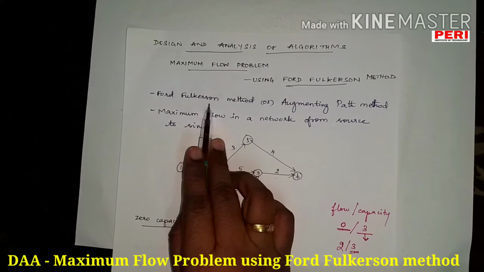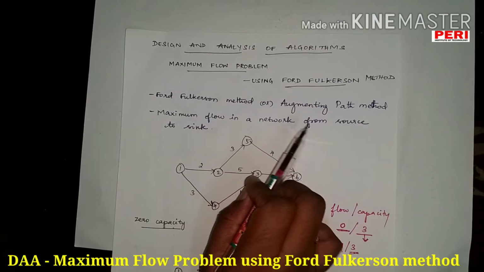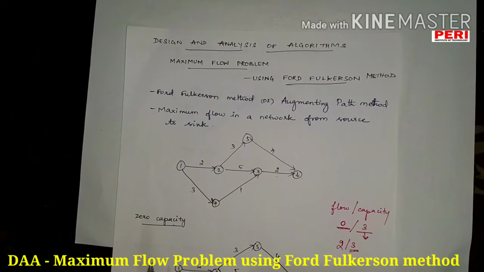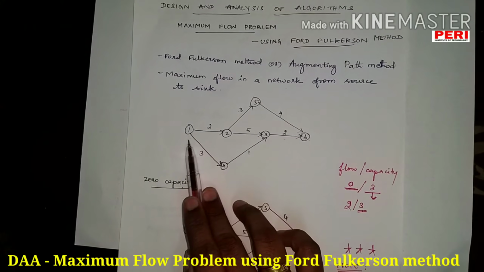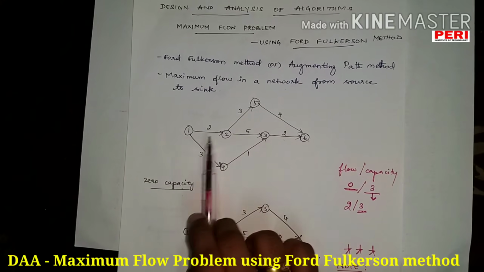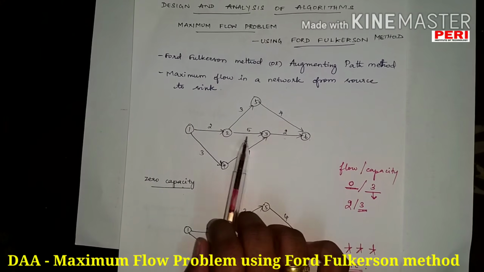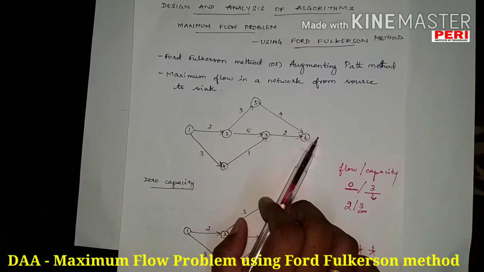So what is the main goal of Ford-Fulkerson method? You are going to calculate the maximum flow in a network from source to sink. Say for example, I have considered this particular graph as a network, and 1 is my source and 6 is my destination. So from 1 to 6 there will be a flow of packets. I will be calculating the maximum flow over this particular network from 1 to 6.